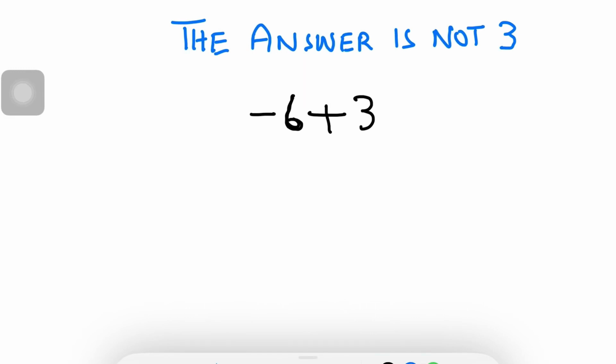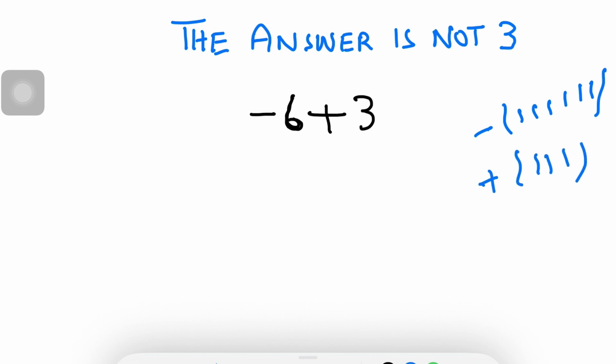In this video, we are discussing the example based on integer problem. Here you can see the answer is not 3. So how will we get the answer 3 when we solve minus 6 plus 3? It means 1, 2, 3, 4, 5, 6. These values are in minus. And 1, 2, 3. These values are in positive.